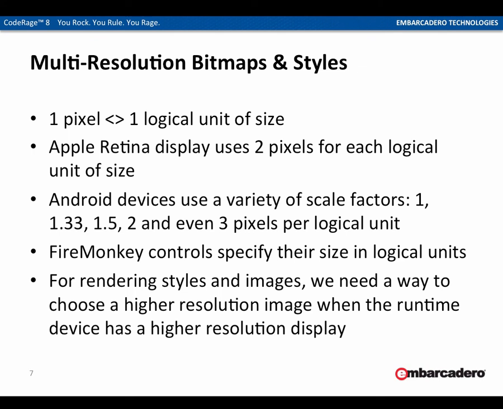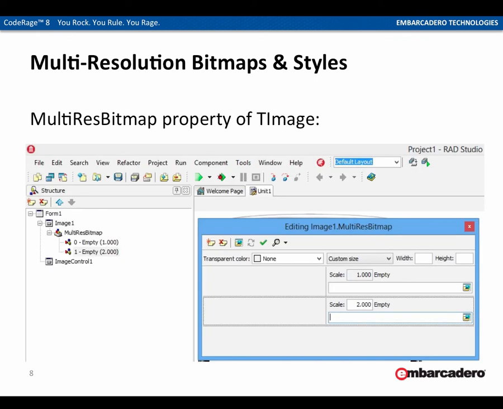FireMonkey controls always specified their size in logical units. That way they're independent of the resolution. But for rendering styles and images, we need to have a way to choose a higher resolution image when the runtime has a higher resolution display. And so the way that we've done that is by introducing this multi-res bitmap property on TImage. And the screenshot that I'm showing here shows a TImage component with a multi-res bitmap property.